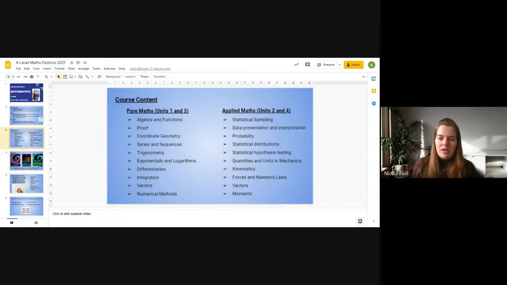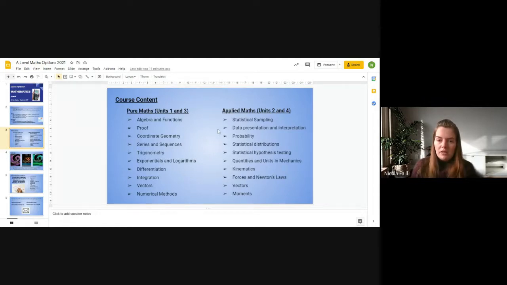Based around statistics, which is these top 5 points here, and mechanics, which is the second 5 here. So the examination covers all of this content, both the stats and the mechanics. Again, some of this you may have come across in GCSE maths. You may have also come across some of this in GCSE physics, for example, particularly the mechanics work.